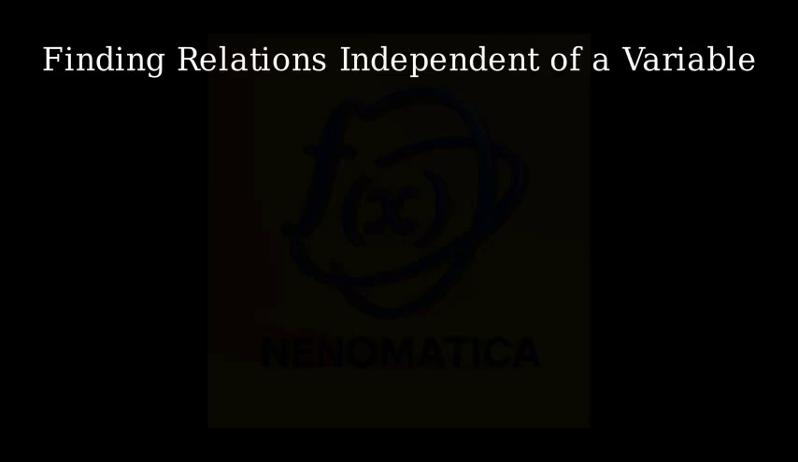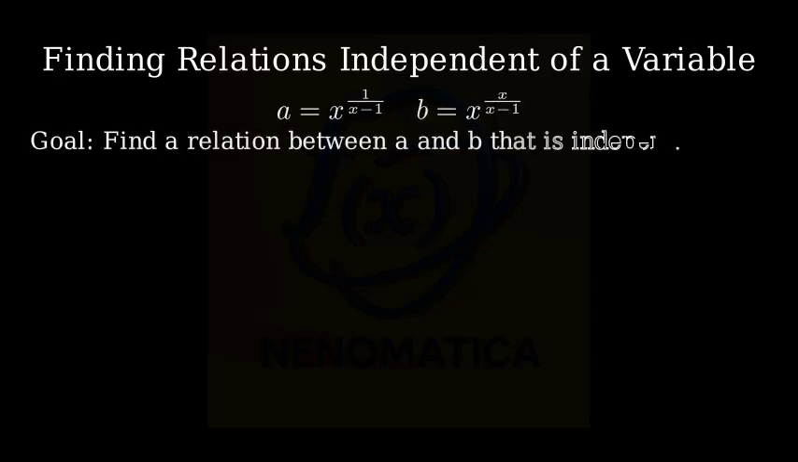Today, we'll solve a problem to find a relation between 2 variables that is independent of a third variable. Let's look at our problem. We are given that a equals x raised to the power of 1 over x minus 1, and b equals x raised to the power of x over x minus 1. We need to find a relation between a and b that does not involve x.